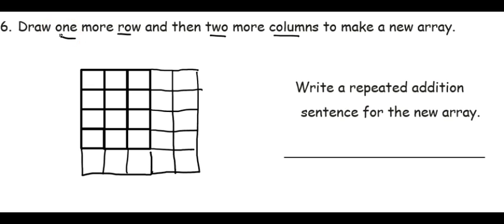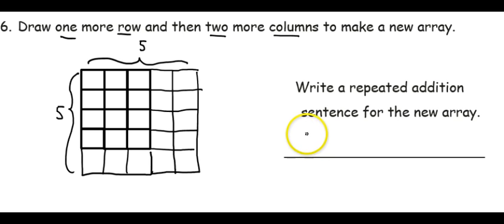So now I have 5 columns and 5 rows. For my repeated addition sentence, if I showed the number of squares in each column, that would be 5 plus 5, plus 5, plus 5, plus 5, for a total of 25 squares.